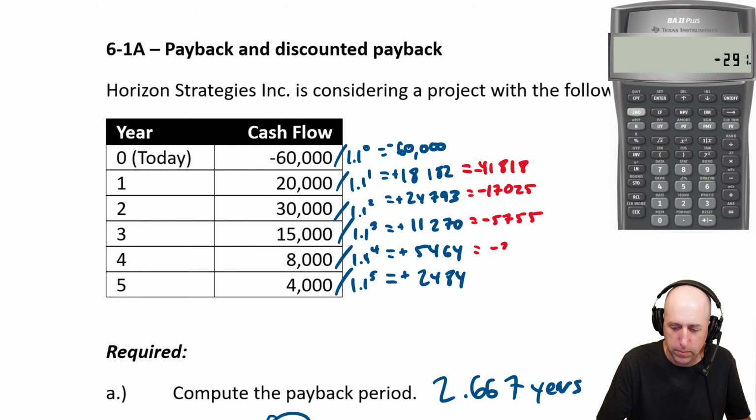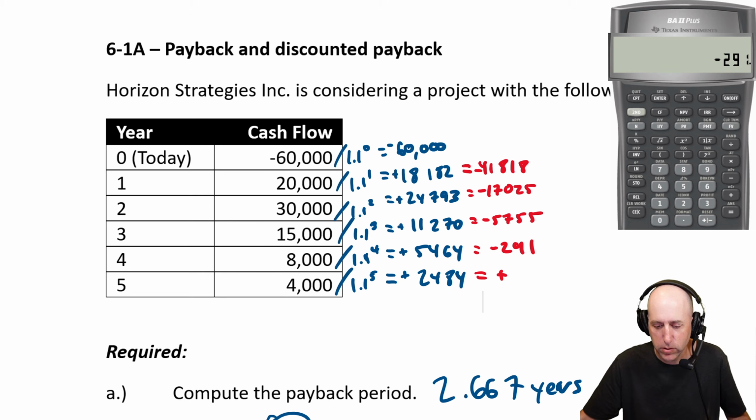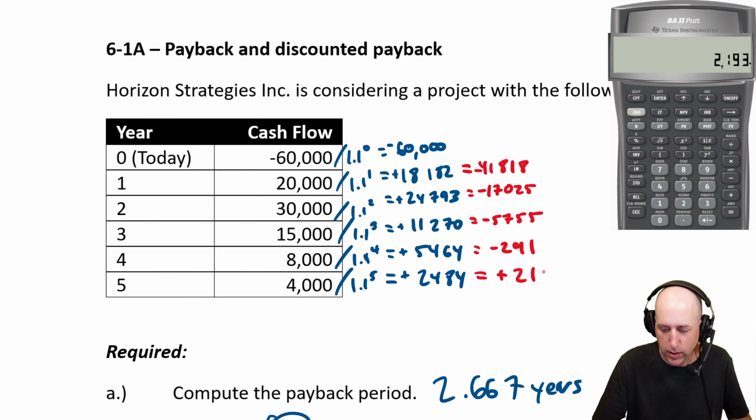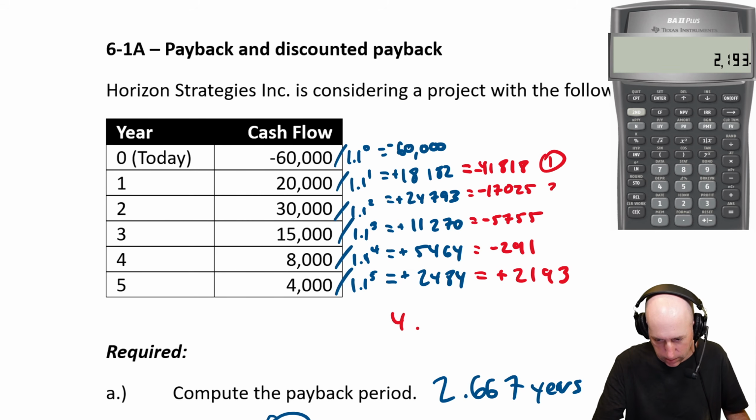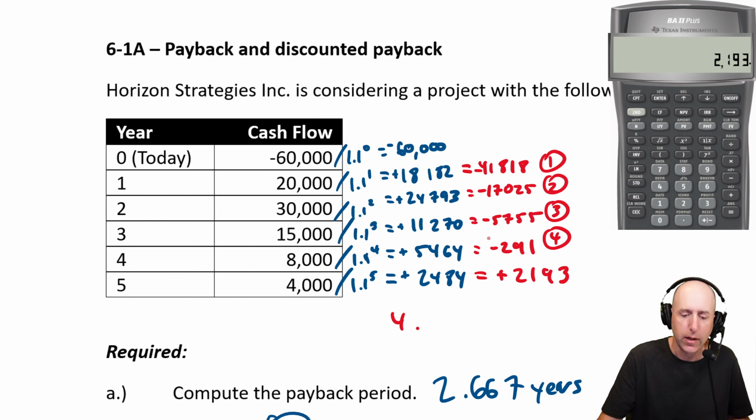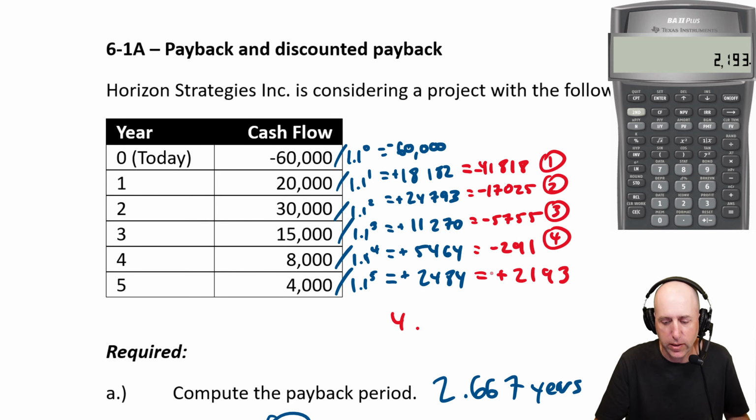Minus 291. And so it's not until sometime in year 5 that I climb out of this hole. 291 negative plus 2,484 positive is 2,193. Okay, so I go positive in the 5th and final year. So it's going to be 4 point something years, right? Because I got 1 full year, 2 full years, 3 full years, 4 full years being negative before I finally go positive at some point in year 5.